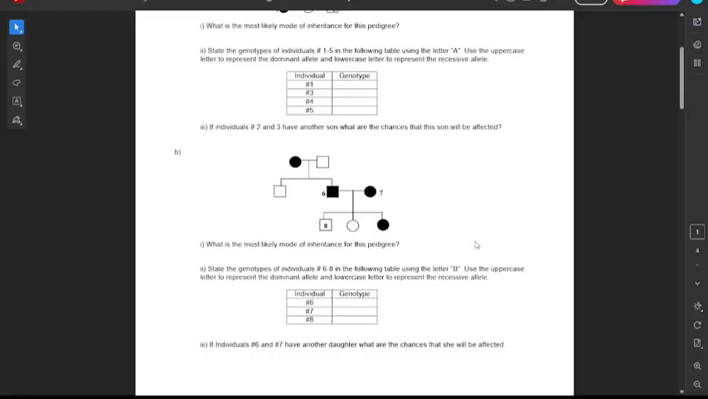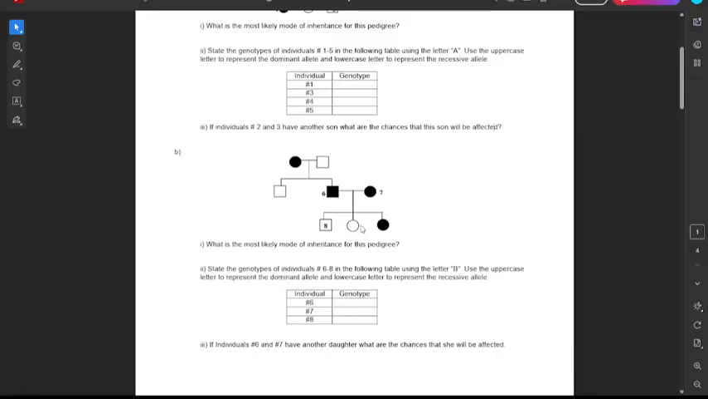Now let's go on to question B. What is the likely mode of inheritance of this pedigree? Since this pedigree is so small, it's usually quite difficult to tell what is going on. So we see that there's 4 out of, what is this, 8 individuals. So that is half of the individuals affected. A recessive trait is usually less than that. So we will go with autosomal dominant for this one.